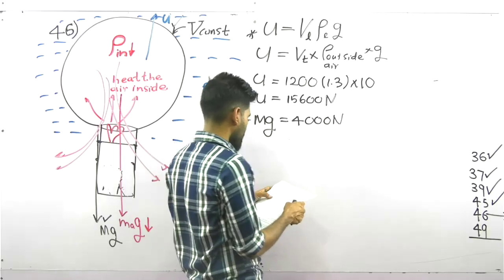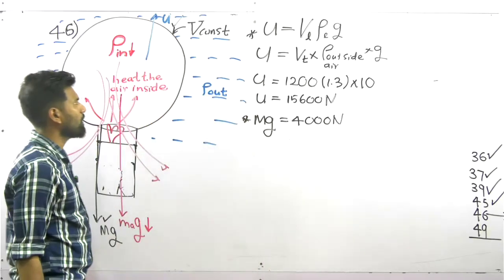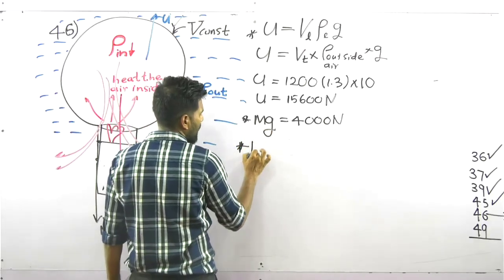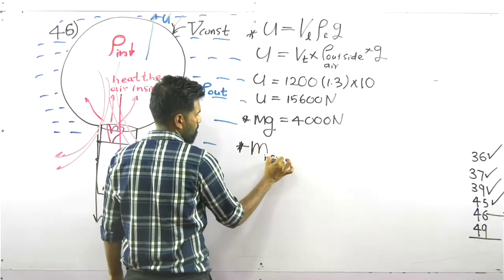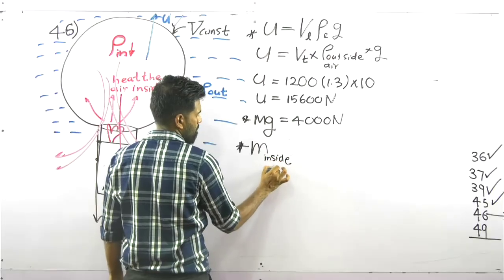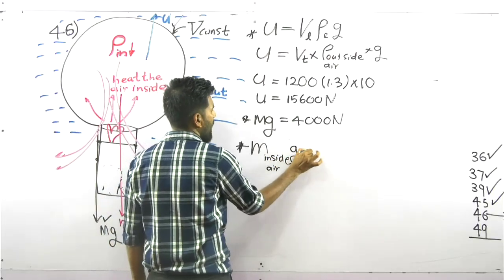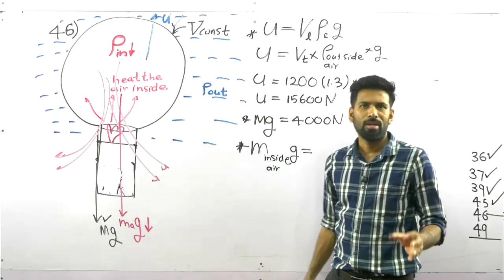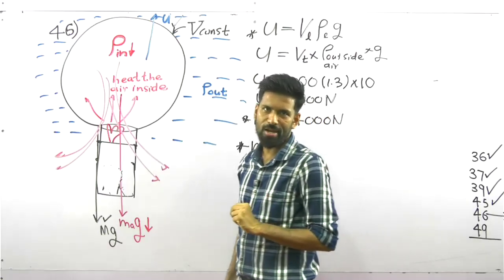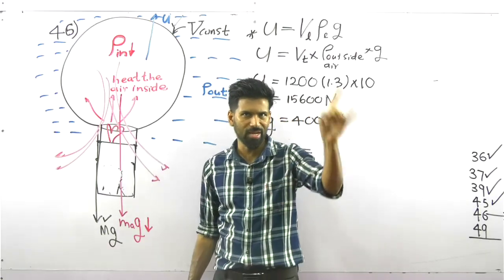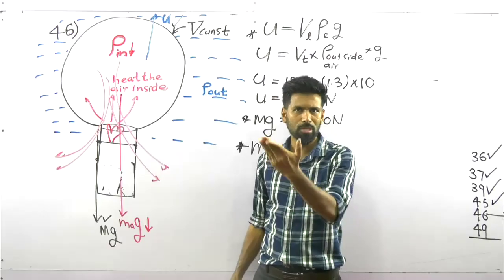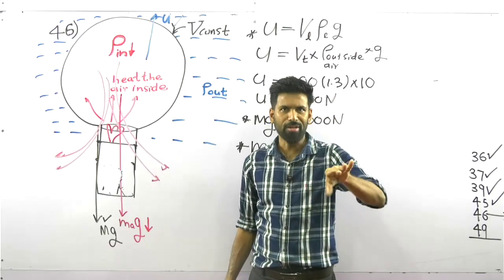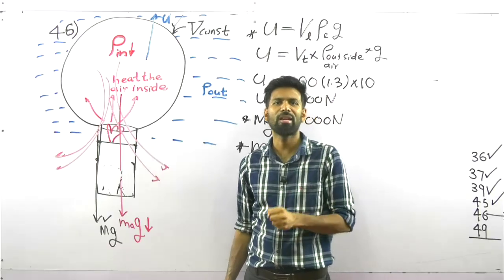Okay. Then what is the mass of inside air? What is the weight of inside air? You know, in a hot air balloon, the bottom is not sealed. You keep a burner and heat the inside air. Inside air moves out, its density decreases, and the weight of inside air decreases.